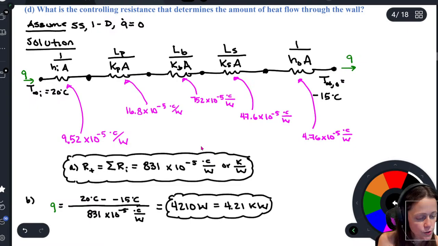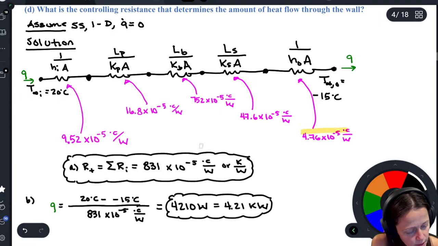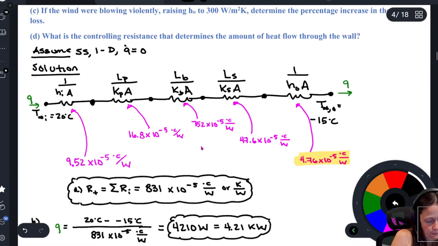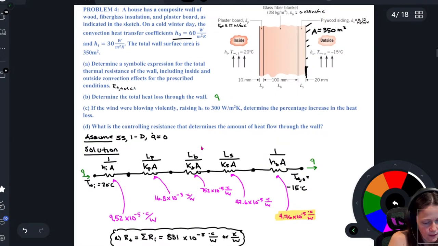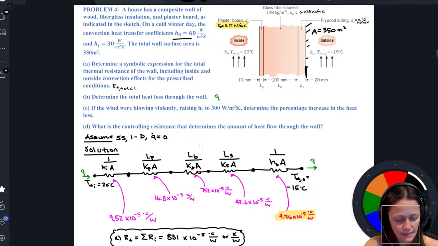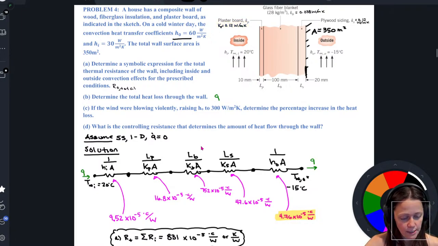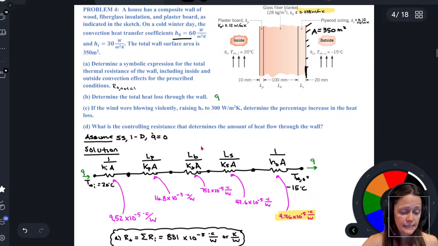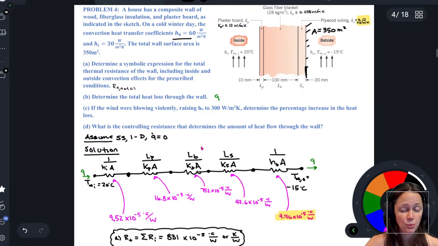All right, so can you show the given K values? Yes. Okay. So K for the plasterboard. I'm trying to make sure that everything is there so you can see it. But K for the plaster is 0.17 watts per meter Kelvin. For the glass fiber blanket, that's 0.038. And for the plywood siding, it's 0.12.